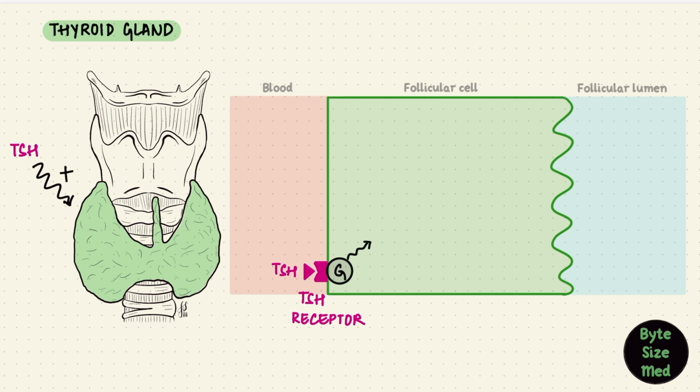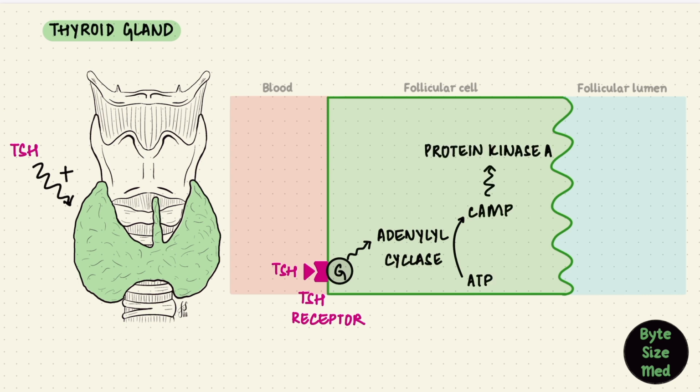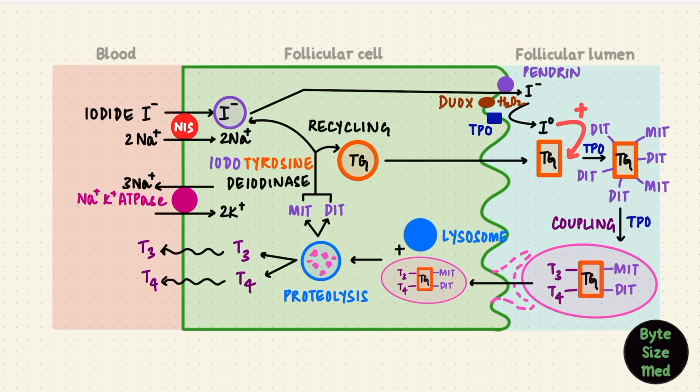The G protein activates adenylyl cyclase when TSH binds to its receptor. That converts ATP to cyclic AMP. This activates protein kinase A and causes protein phosphorylation. Thus, TSH uses cyclic AMP as a second messenger. The effect of that is it stimulates almost every step of thyroid hormone synthesis.